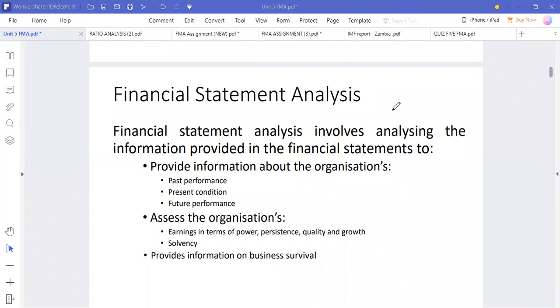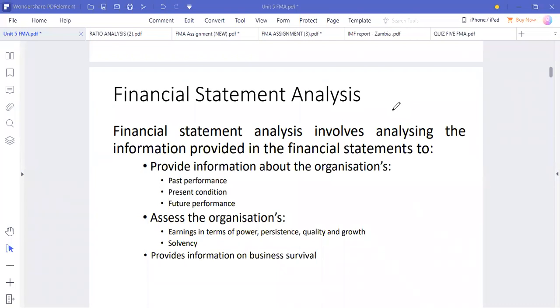So financial statement analysis is a tool in the hands of an accountant that helps him provide information that is essential for decision making. It is very essential to make decisions about a firm's performance based on the past, the present, and the future. We're able to predict the future performance using a trend.